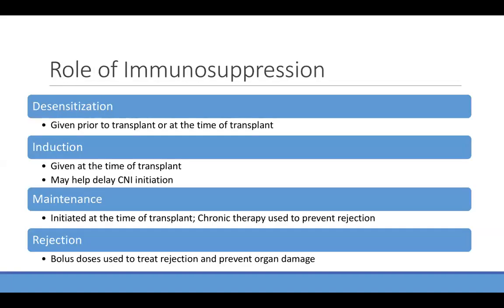So as a whole, the role of immunosuppression is very large. We can use it in many different ways and in many different steps of our transplantation process. We can start it from prior to transplantation to desensitize our patients. And this is to help reduce our panel reactive antibodies to help prevent any rejection in the immediate phase, and also to help match our patients with potential donors.